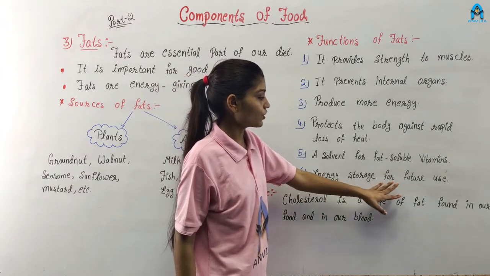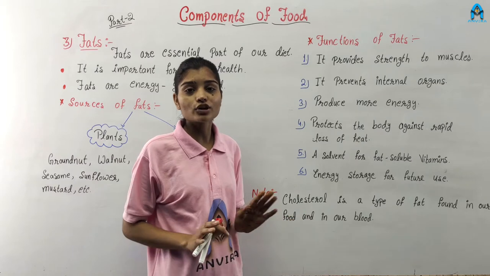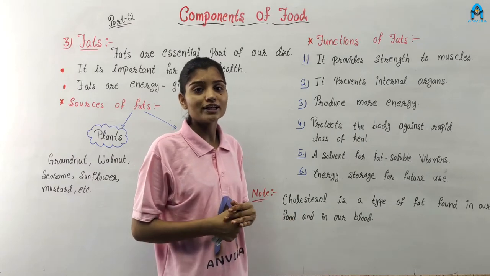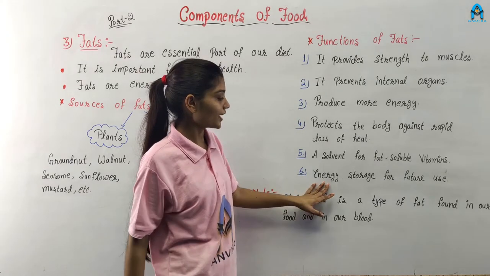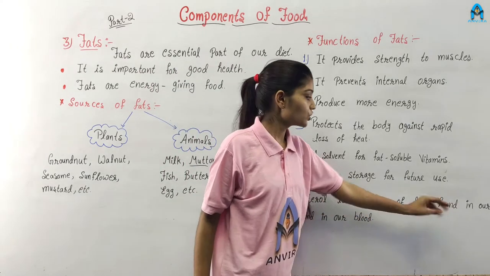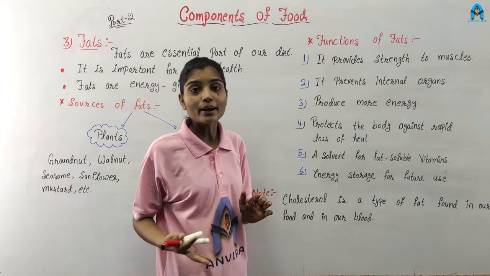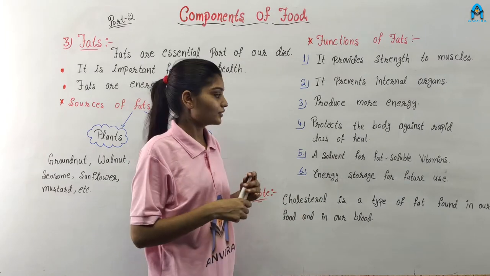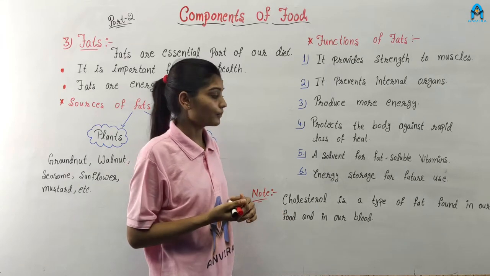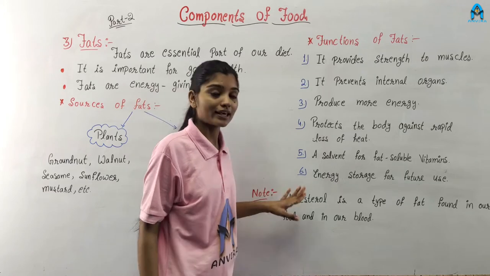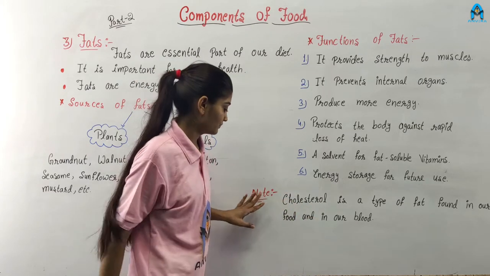Energy storage for future use. If our body has a sufficient amount of energy to fulfill the immediate needs, then fats can store their energy for our future use. And the example of this is the camel. In a camel, the excess amount of fat is accumulated on its hump. That's why a camel can survive for several days without any food.